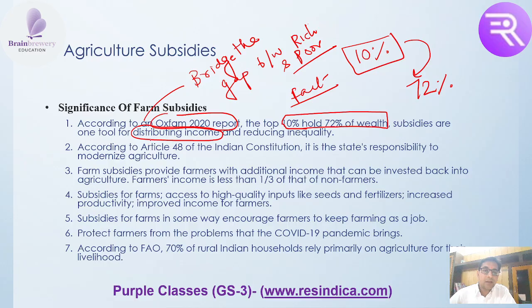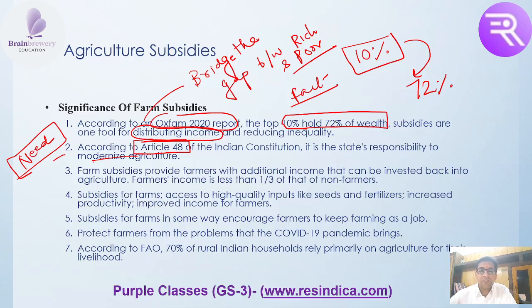You know, Article 48 of our Constitution specifically mentions that we have to modernize agriculture as and when new technologies come, because that is going to be the need of our country. If we are not going ahead with the technological revolution, we will be far behind our world counterparts, right?